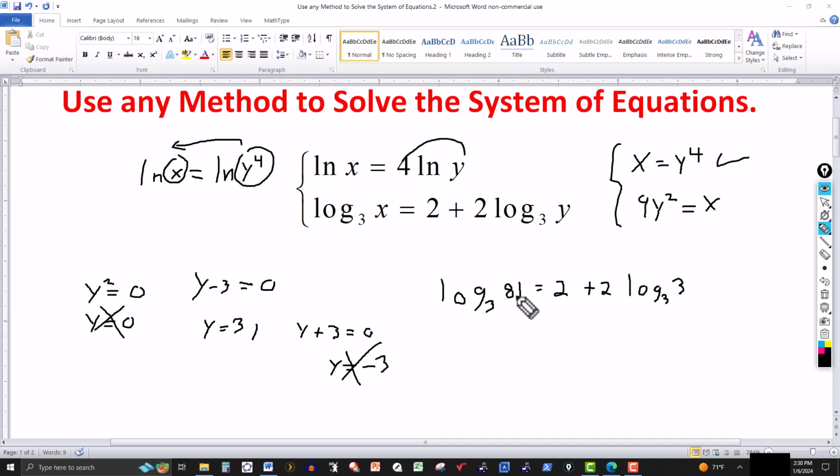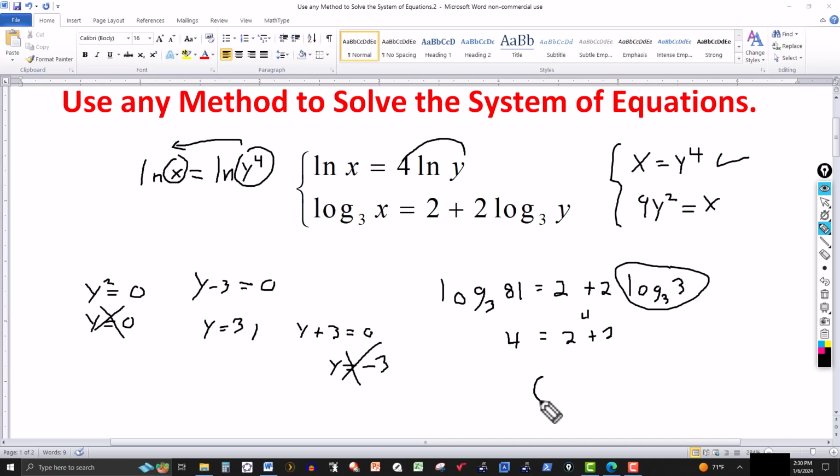The log of 81 to base 3 is equal to 4. So this is 4, because 3 to the 4th is 81. That's your definition of log. Okay, does that equal 2 plus 2 times the log of 3 to base 3? The log of 3 to base 3 is 1, because 3 to the 1 power is 3. So this is 1 times 2 is 2. So this is 4. So there's your check.